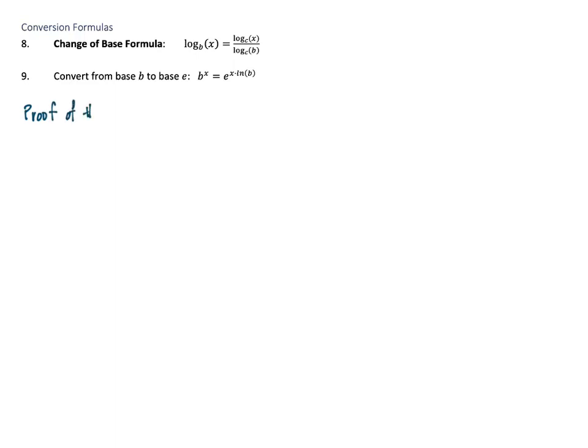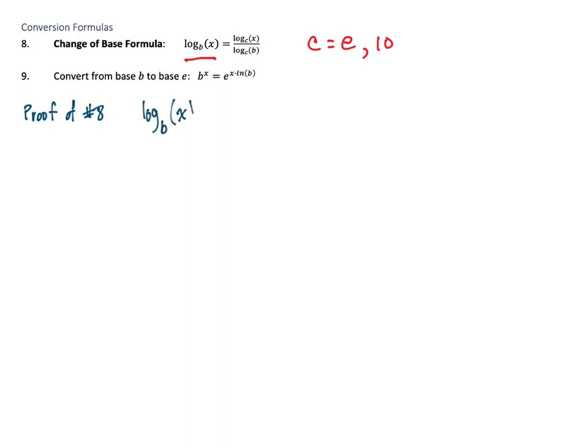First, to prove the change of base formula, it says that log base b of x can be written as log base c of x, where c can be anything. Normally c is going to be either base e or base 10, since those are the two logs you have on your calculator. It would be log base c of x, the number, divided by log base c of b. So let's take a look at that proof.